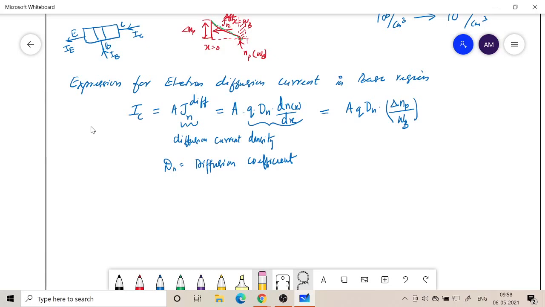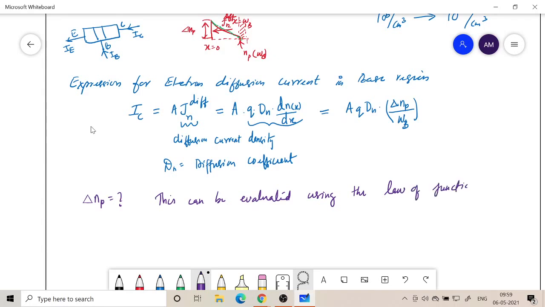But then what is our delta Np? We need to know what is delta Np. What is the magnitude of this delta Np? To get this magnitude, we have to use another law, which is called the law of junction. So this can be evaluated using the law of junctions.